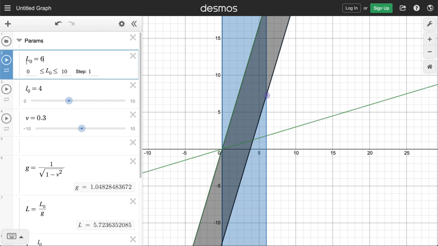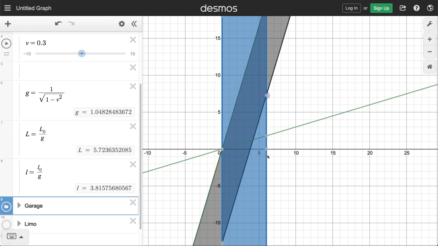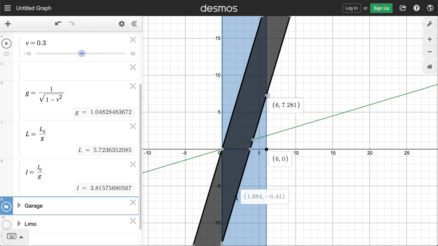Here I've got the garage to be a length of 6, just like I considered in the previous video. That weld line there is the back of the garage, and this weld line here is the front of the garage. This weld line here is the front of the limo, and this weld line here is the back of the limo. This just so happens to be the t prime axis as well, where x prime equals 0, and this is the x prime axis, where t prime equals 0. And this coordinate b, that's the one I was focusing on so much. That's where the front of the limo hits the back of the garage.